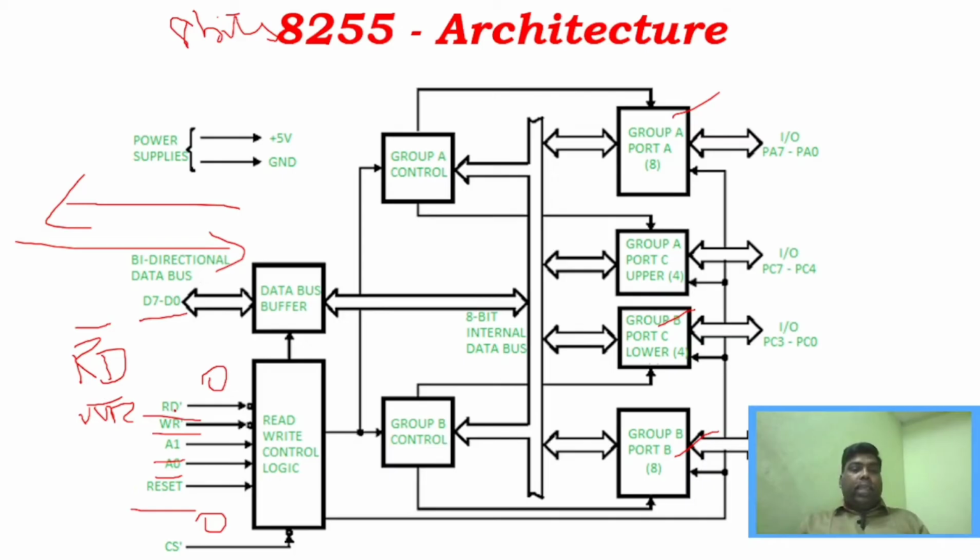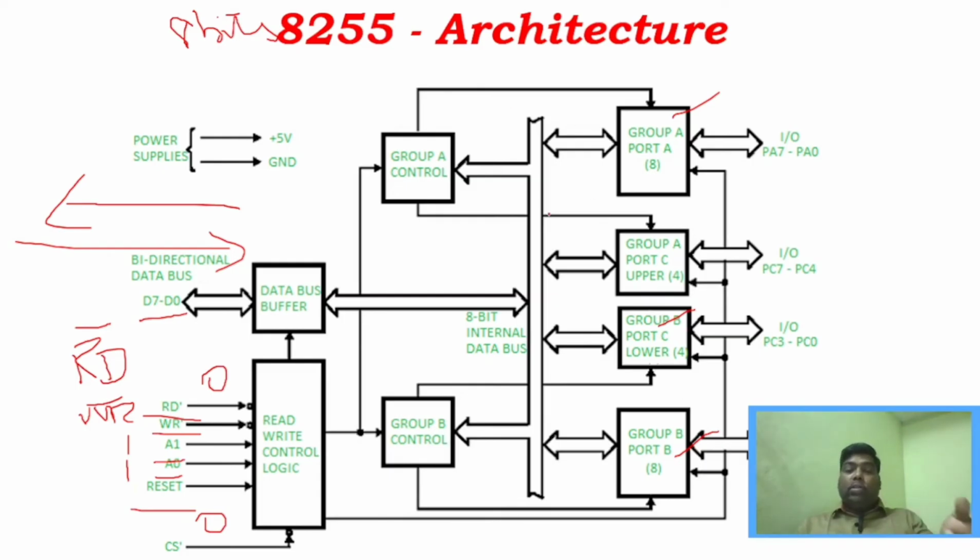And then we have two different pins, A0 and A1. What are A0 and A1? These A0 and A1 are used to select different ports. Whether it selects port A or port B or port C is determined by these two pins, A0 and A1. And also, A0 and A1 select the control word. What is the control word? The control word register. If A0 and A1 are 11, then it will select the control word register. That control word register will tell you in which particular mode these ports will work.